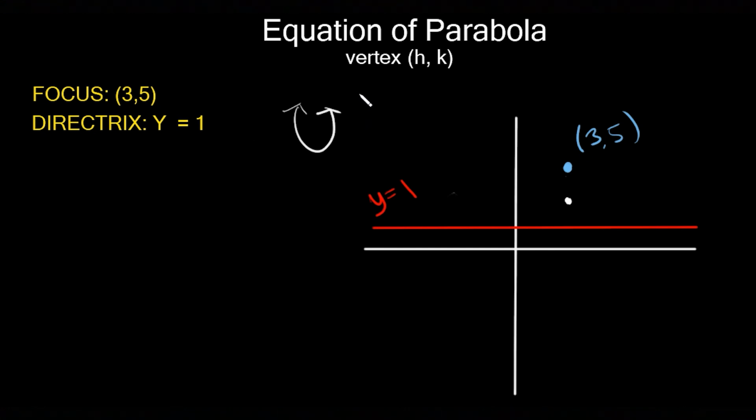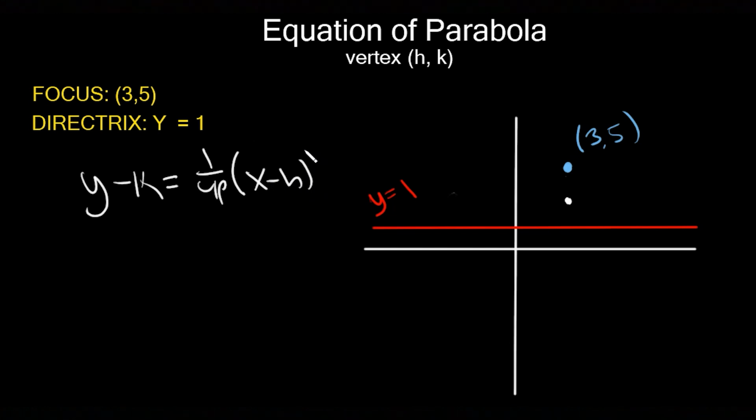So how do I get the equation of this parabola? Well, your first step, go ahead and write out the equation for a vertical parabola, and that is going to be y minus k equal to 1/4p, and in parentheses, we're going to have x minus h, and then squared. Again, I'm grabbing that right off the table from the beginning.